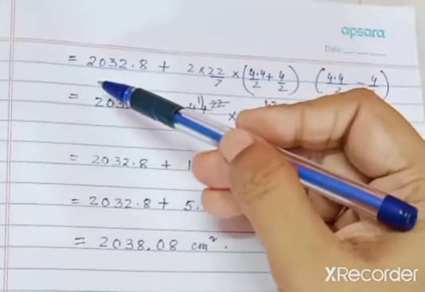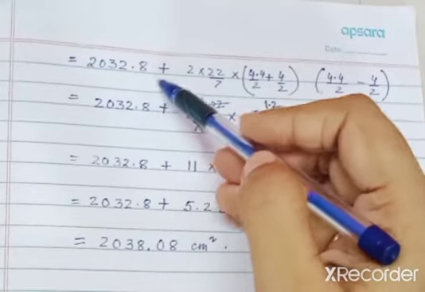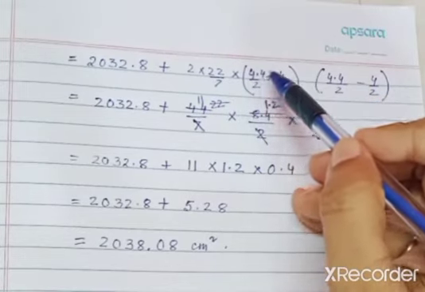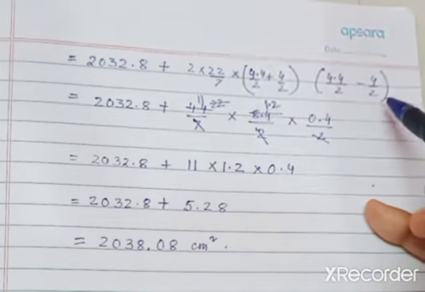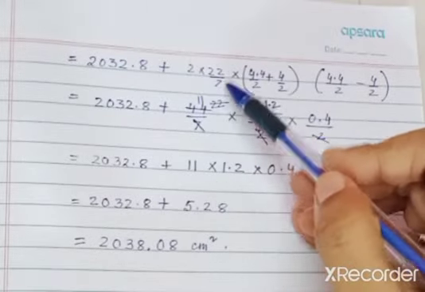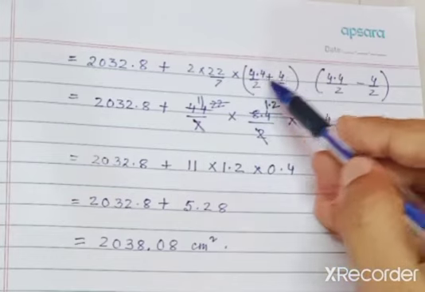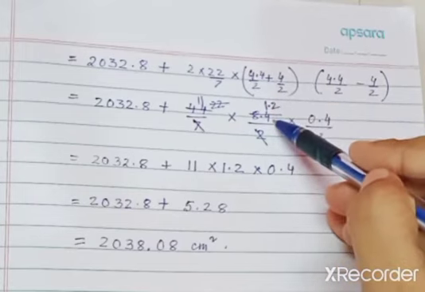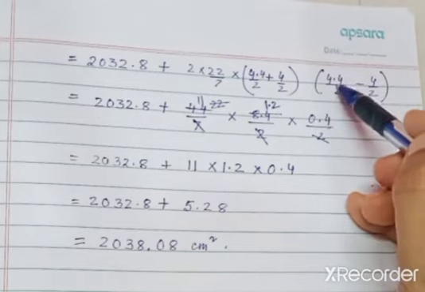So after adding the inner and outer CSA, we are getting 2032.8 plus 2 pi, in place of pi 22 by 7, capital R that is 4.4 upon 2, plus small r 4 by 2, into capital R minus small r. So we have put the values there. So 2 into 22, that is 44 by 7, into 4.4 plus 4 upon 2, we can take the LCM. So here 8.4, and if we take the LCM, 4.4 minus 4 will be 0.4.